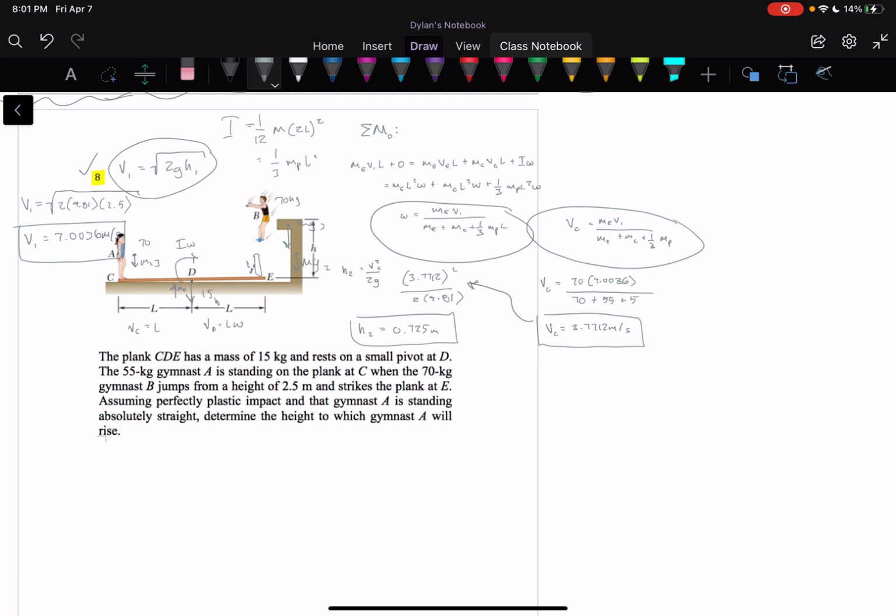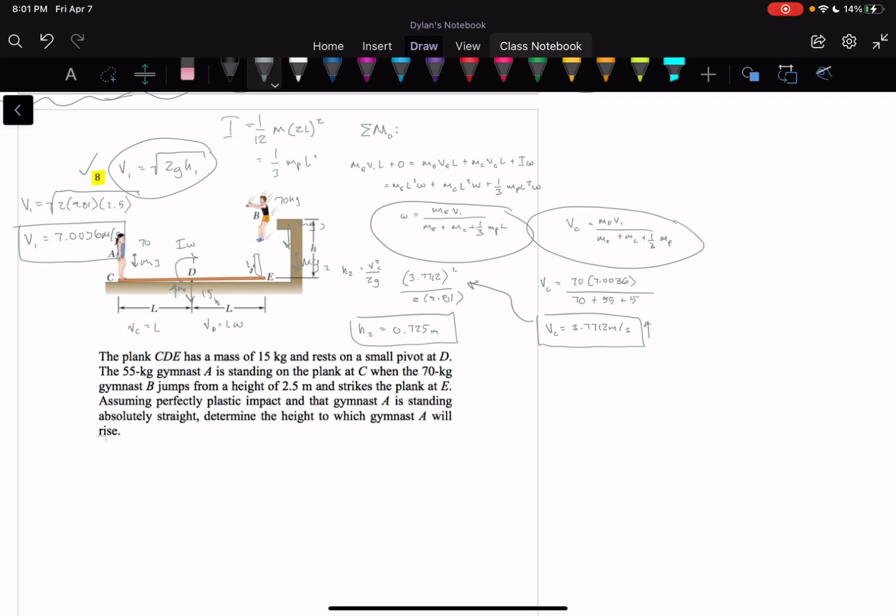Basically we are determining the height that the other person will go if this person jumps down on this, assuming there's no bend or anything in the plank or any of those technical things. We can do our sum of our moments to find our omega, and then basically convert that to our linear velocity.